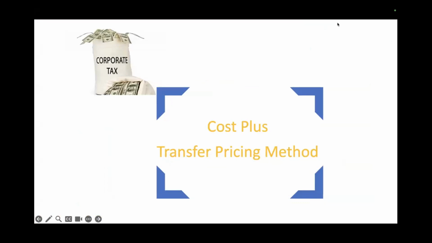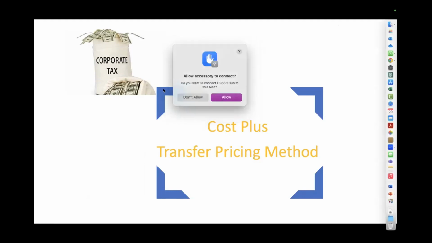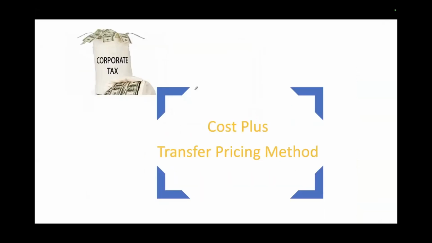We are discussing today the cost plus transfer pricing method. This is our third method. We have already discussed two methods: the comparable uncontrolled price method, and then the resale price margin. This is the third traditional method, the cost plus method of transfer pricing. The method itself reflects that the transfer price, or the arm length price, should be cost plus markup.